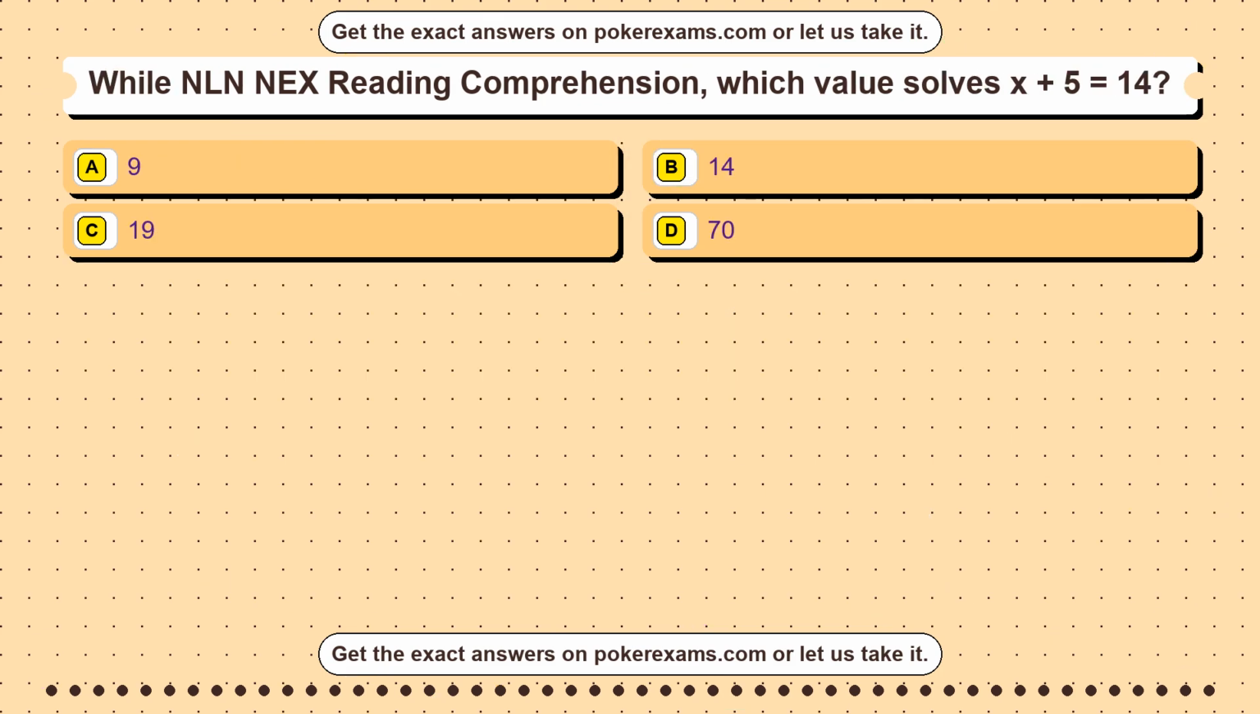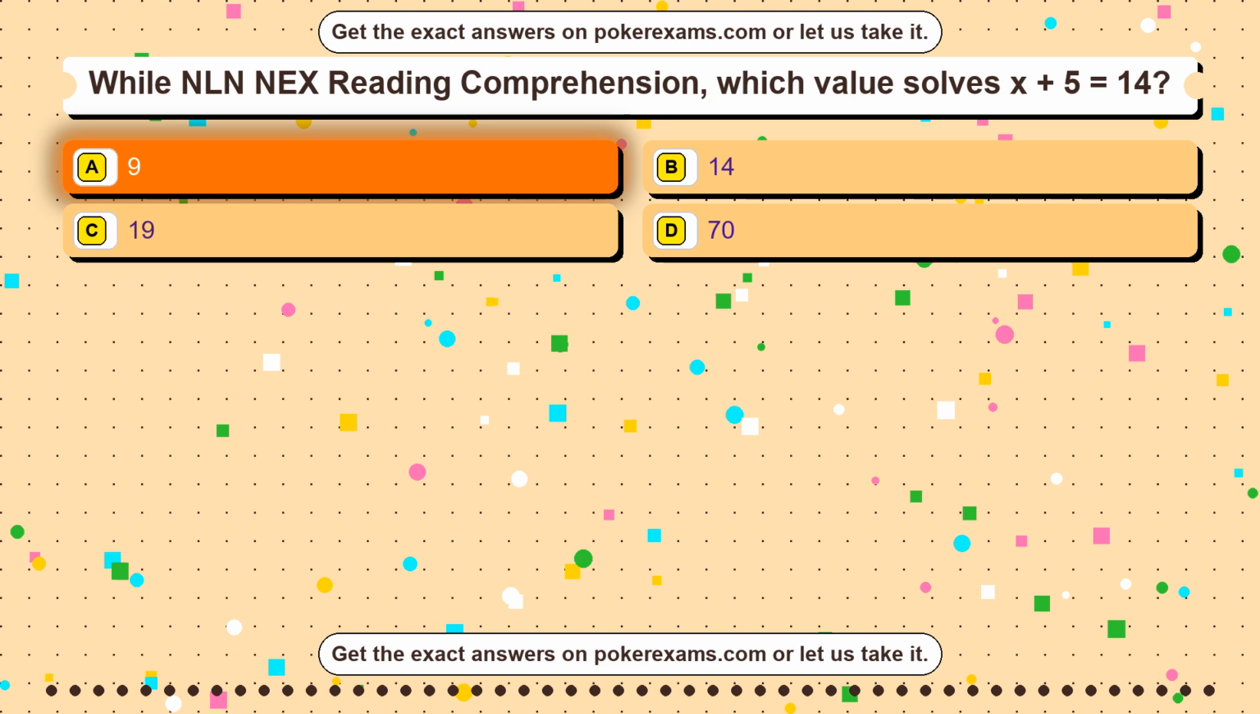Question 37. While GED probability practice, which number solves x minus 4 equals 9? Option A: 5. Option B: 9. Option C: 13. Option D: 36. The correct answer is option A.